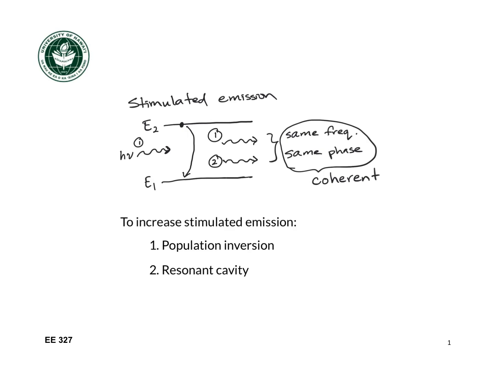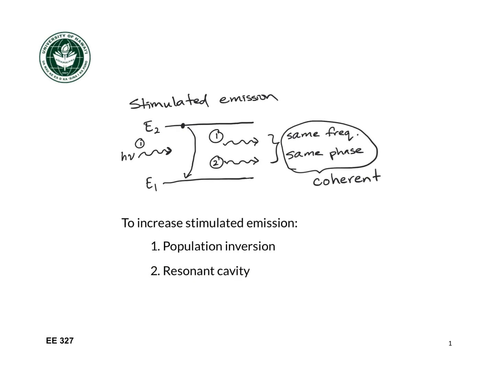The next thing we want to look at is the second thing that we need to do to increase the amount of stimulated emission so we can make our laser, and that is creating a resonant cavity. The reason why I want to create a resonant cavity is to build up the amount of photons that are going to be collected by this stimulated emission process.